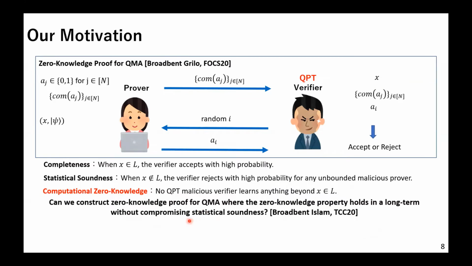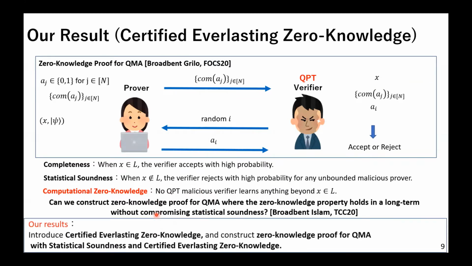In our work, we resolve this question affirmatively. For that, first, we introduce a new notion of zero-knowledge property, which we call certified everlasting zero-knowledge, and then construct zero-knowledge proof for QMA with statistical soundness and certified everlasting zero-knowledge at the same time. Now, I will explain an intuitive definition of certified everlasting zero-knowledge.